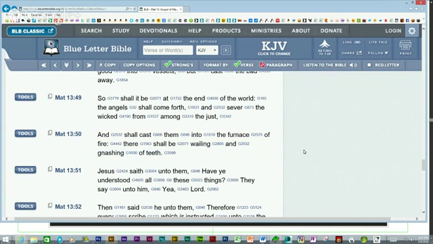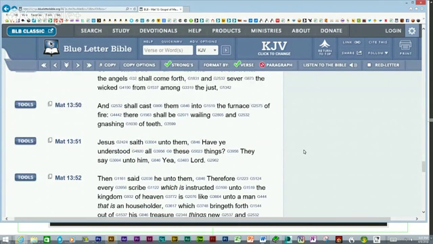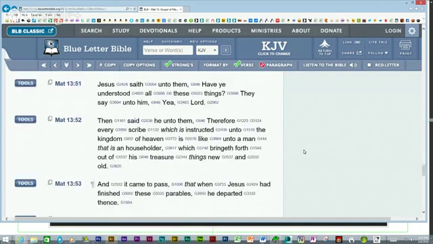Jesus said unto them, have ye understood all these things? They say unto him, Yea, Lord. Then said he unto them, therefore every scribe which is instructed unto the kingdom of heaven is like unto a man that is in a household, which brings forth out his treasures, things new and old.